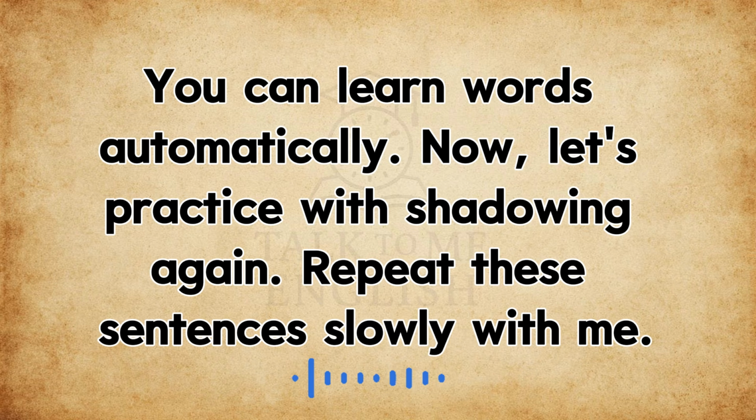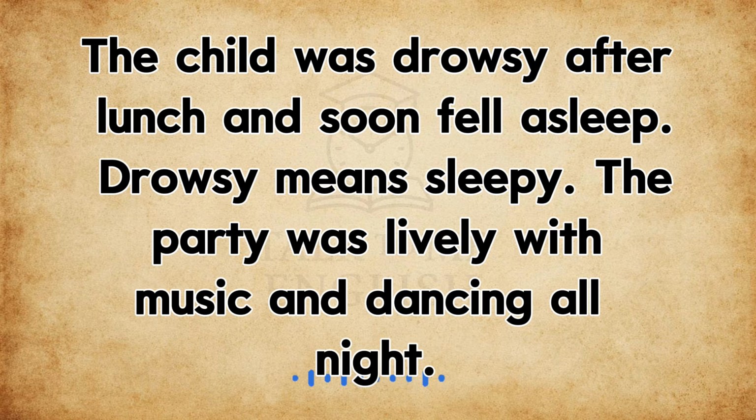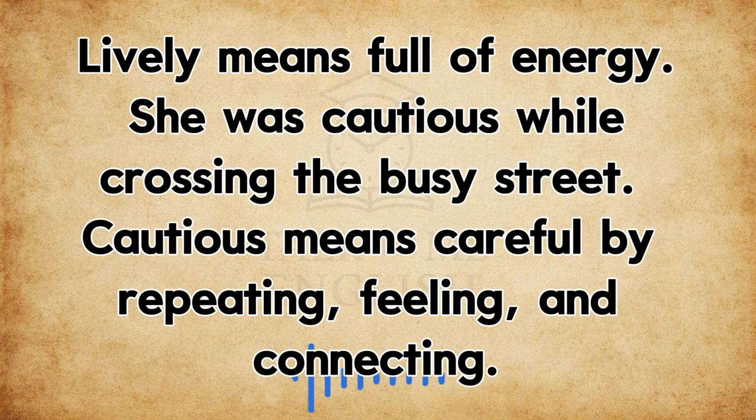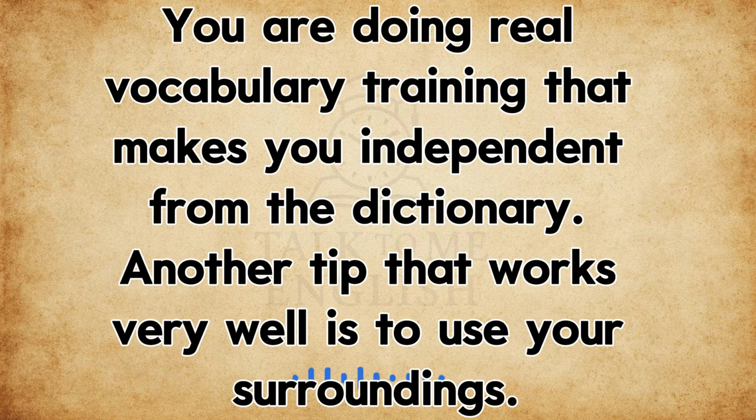Now, let's practice with shadowing again. Repeat these sentences slowly with me. The child was drowsy after lunch and soon fell asleep. Drowsy means sleepy. The party was lively with music and dancing all night. Lively means full of energy. She was cautious while crossing the busy street. Cautious means careful. By repeating, feeling, and connecting, you are doing real vocabulary training that makes you independent from the dictionary.